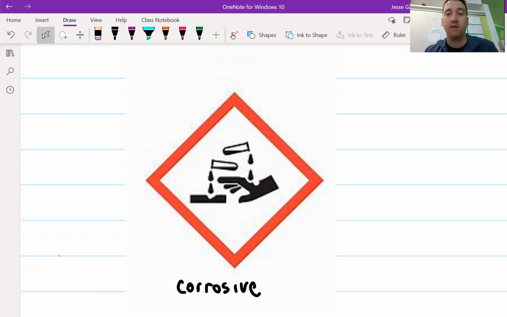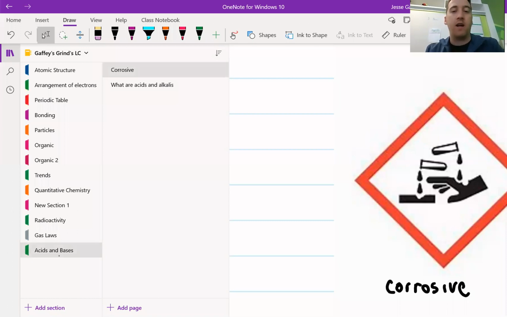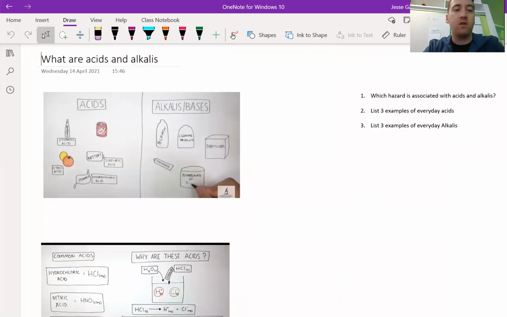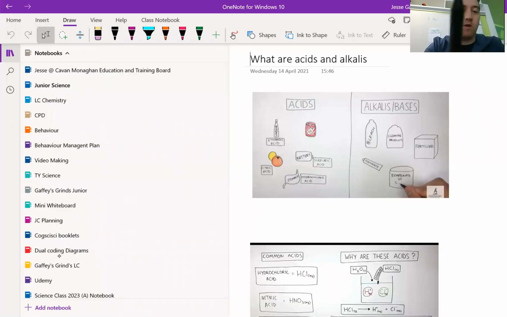More corrosive things are more dangerous, so they come with a bigger warning. You've got to wear more personal protective equipment like goggles and gloves, whereas some acids are even safe to eat. So that's what we're going to get into. But just a quick introduction that we would find this particular hazard associated with acids and bases, or acids and alkalis.